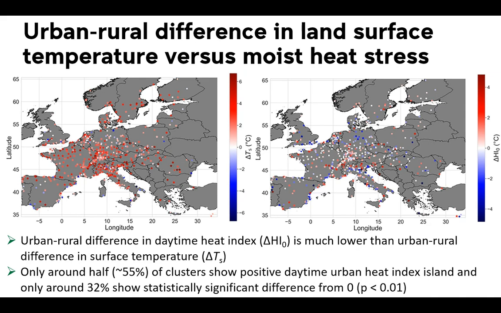But basically, the urban rural difference in daytime heat index is much lower than the urban rural difference in surface temperature. And in only half of the clusters, we actually see any positive daytime heat index island for this period over years.